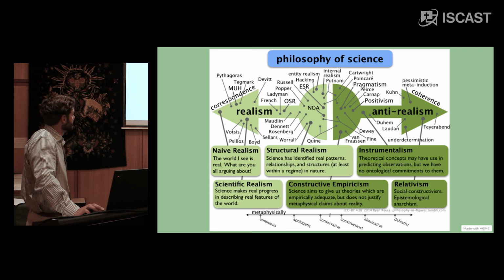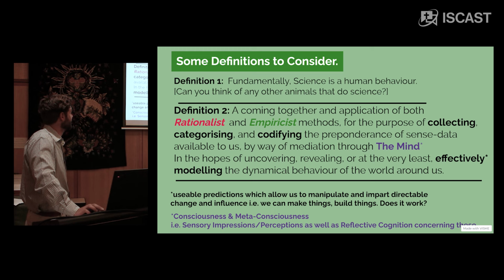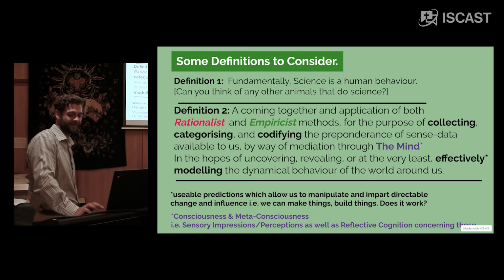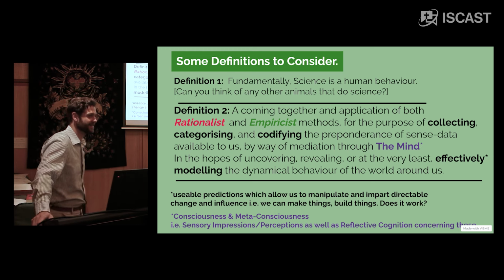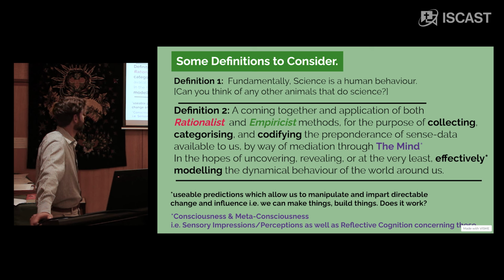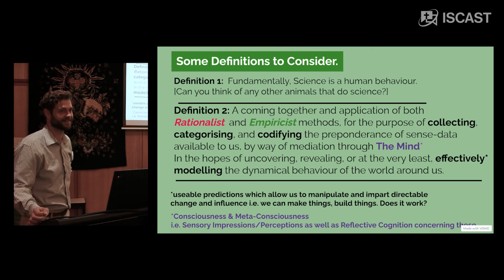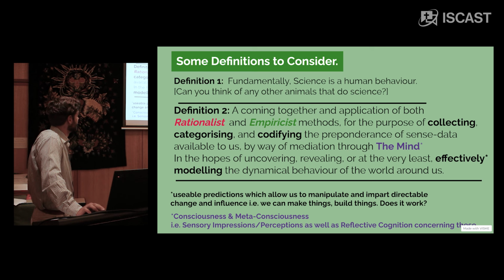So you get the anti-realist, the realist, the structural realism, constructivism, empiricism, relativism, but we don't need to worry about all that tonight, okay? No, we don't. Because I have my own definitions I prepared earlier, like any good armchair philosopher. So the first one, and that's a kind of a cheeky one. Fundamentally, science is a human behavior. I can't think of any other animals that do science.